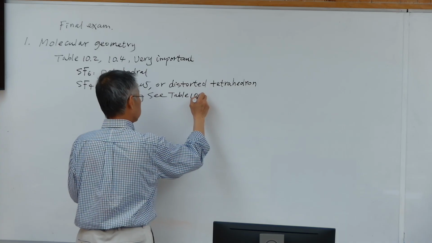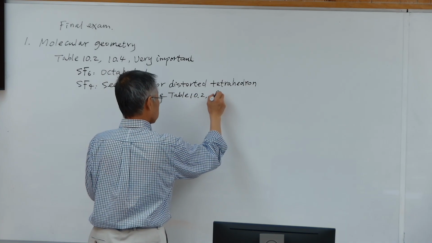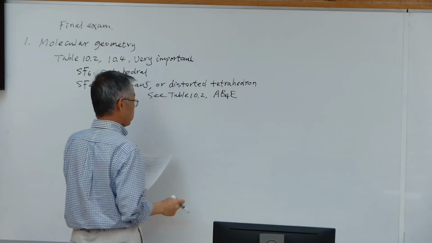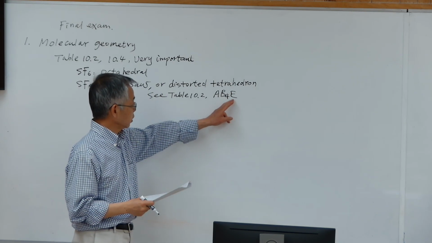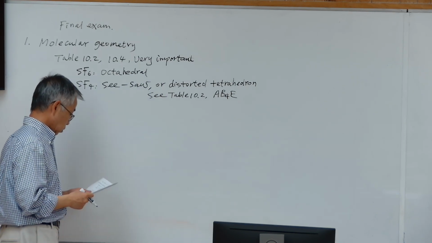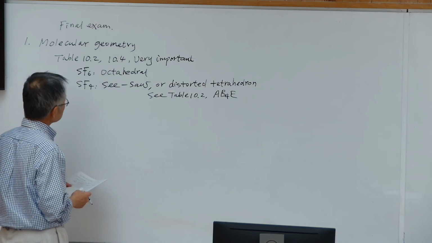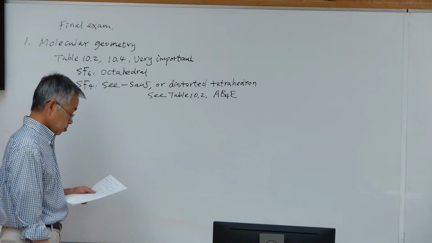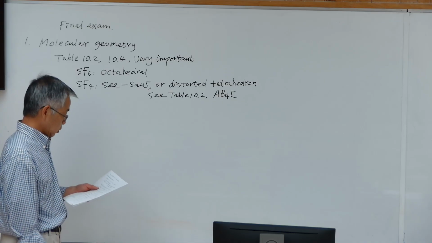10.2. The example list here is AB4E. E is empty, no atom there, just a lone pair of electrons. Table 10.4 is also very important. It also tells the angle between bonds.